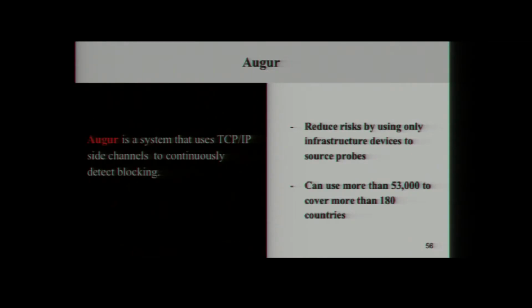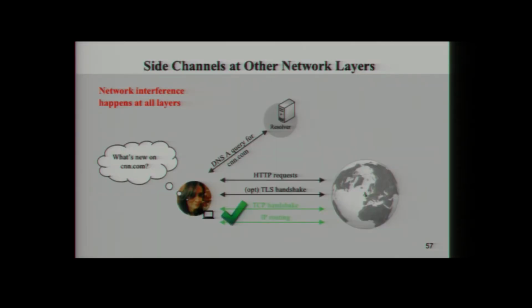So now we have the Augur. Augur is scalable, it's ethical, it's continuous, we can run these cool measurements. You might say that, well, to be honest, now many websites are hosted on the same IP, and because of the collateral damage of IP blacklisting, governments might not be prone to use that often.